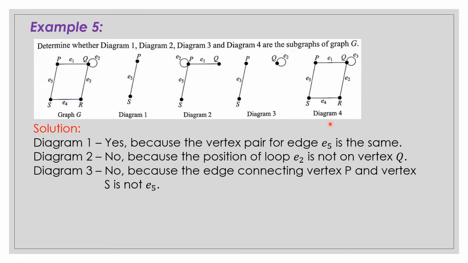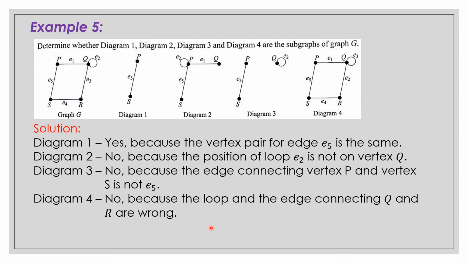Then we go to diagram 4. You compare again. It seems like there are some problems, because the loop at Q is E3, and the loop should be E2, so it is not a subgraph. Also the edge connecting Q and R here is E2, but in graph G it is E3, so they are wrong. So just now it was subgraphs, and now it's trees.